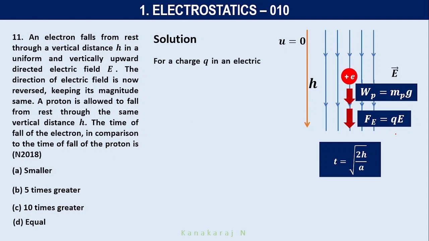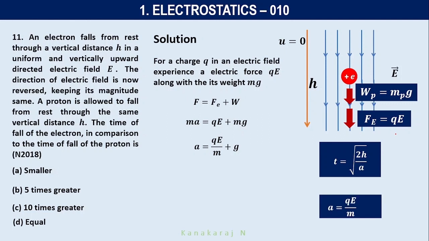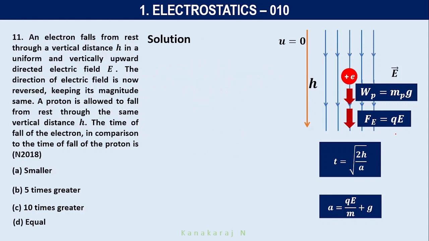A charge q in an electric field experiences an electric force qE along with its weight mg. So in both the cases, both the forces are acting in the same vertically downward direction. So a general equation is drawn. F equals Fe, the force due to electric field, plus weight, which is the total force. So ma equals qE plus mg. So acceleration equals qE divided by m, plus g. So we have to rewrite this equation for electron and proton separately.